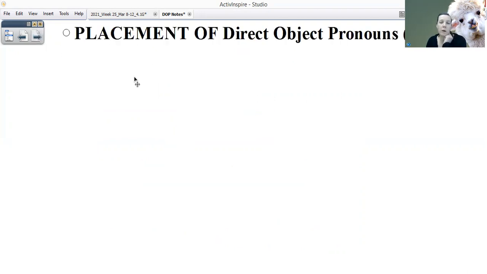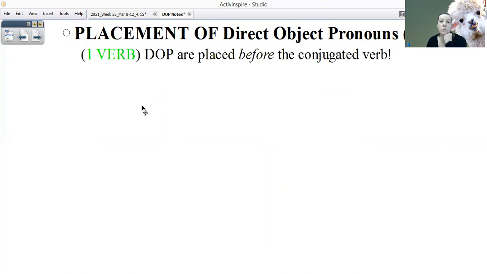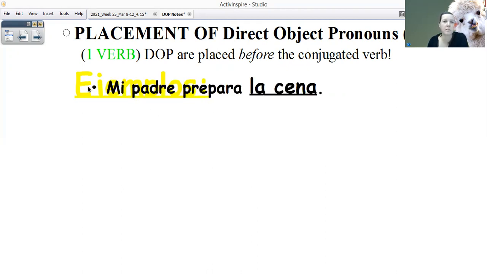As for the placement of direct object pronouns, there are two options, and you've seen them. If there's one verb, the direct object pronoun is placed before the conjugated verb. Here's an example: my father prepares the dinner. What is being prepared? You need to ask yourself that in your head. The dinner is being prepared. So you would replace la cena with the feminine singular la. Where does it go? It goes right before the conjugated verb. Mi padre la prepara.